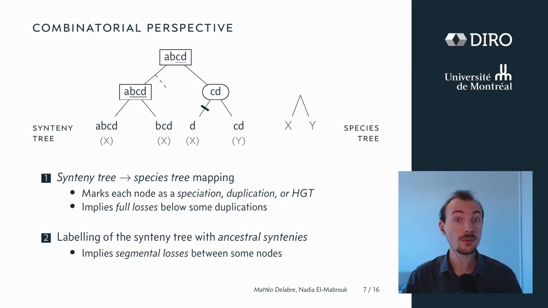The second element of a super-reconciliation is a labeling of the synteny tree with ancestral synthenies. This labeling directly implies segmental losses on some edges, such as this one. This node is a speciation event and its left child is missing the C gene, so this means that the C gene was lost in a segmental loss event. What this demonstrates is that by choosing an appropriate mapping and labeling of the synteny tree, we actually decide of everything that composes a super-reconciliation. Now it is only a matter of choosing those mappings appropriately. Let's go through each of them individually.